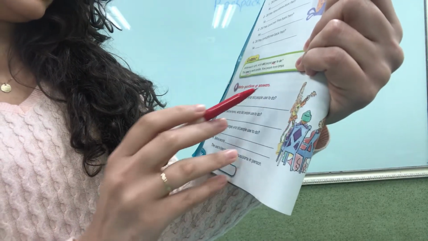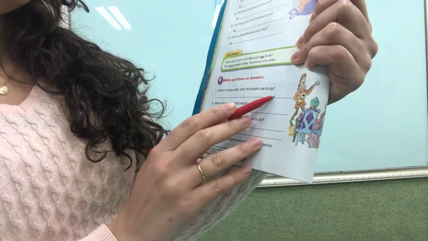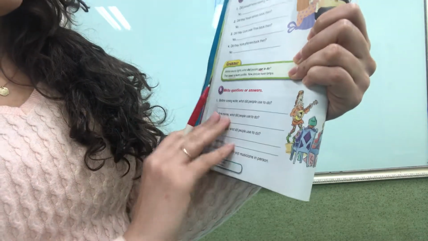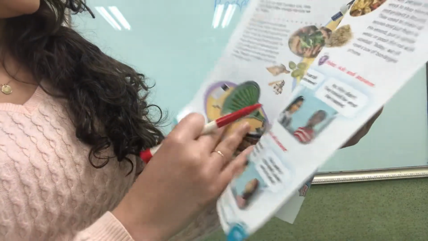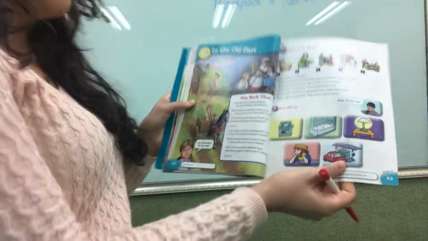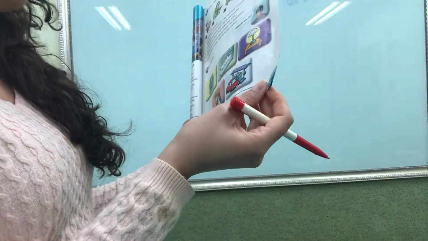So, number 1, write questions or answers. Before running water, what did people used to do? They used to do something. The answer is in your book on page 62 or 63. Remember when we read about what people used to do?